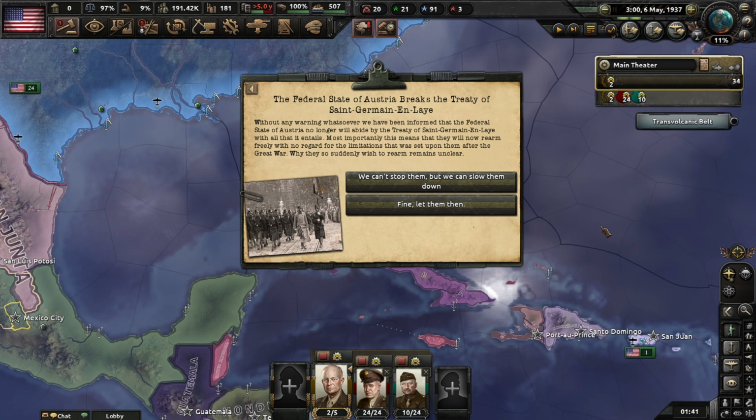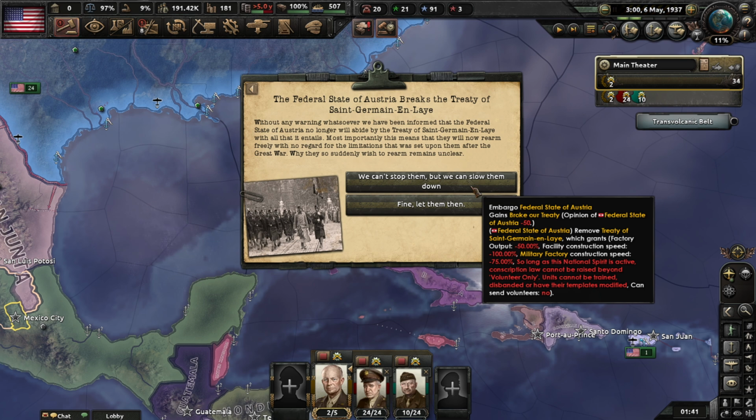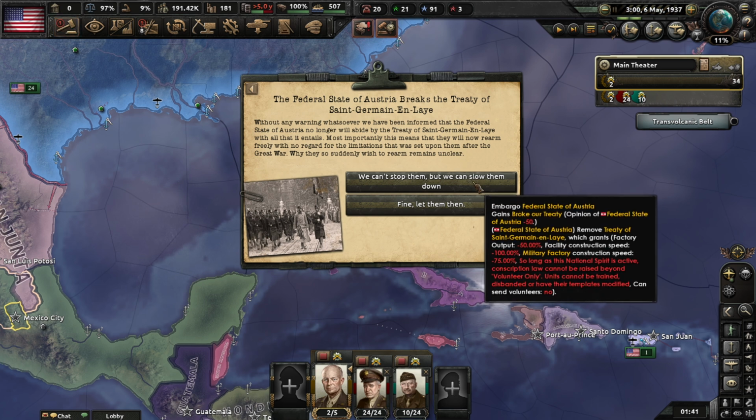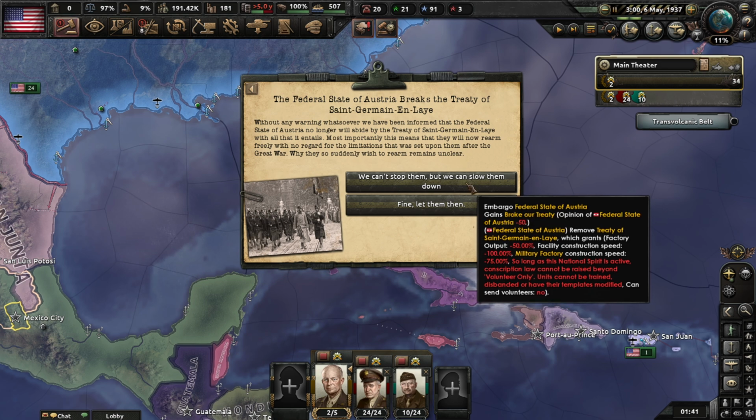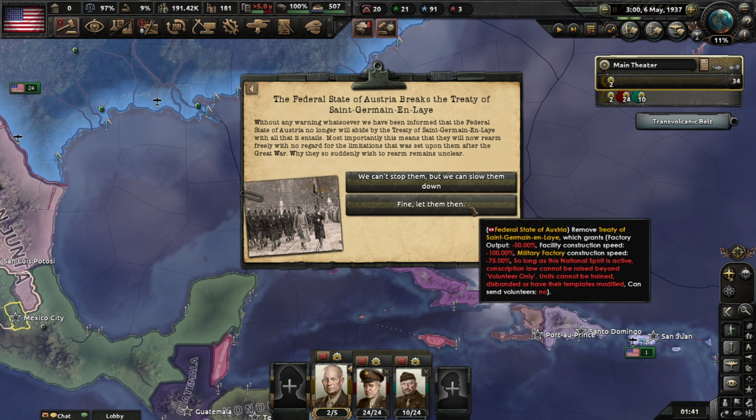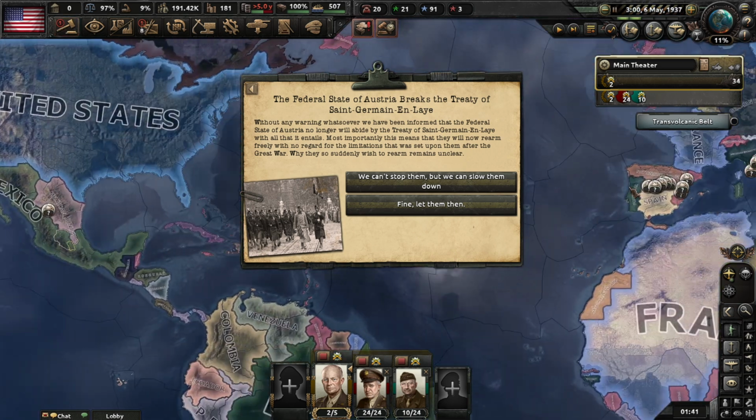Ooh. Austria breaks the Treaty of Saint-Germain-en-Laye. I have a decision. Without any warning whatsoever, we've informed the federal state of Austria will no longer abide by the treaty, with all that entails. Most importantly, this means they will now rearm freely with no regard for limitations that were set upon them after the Great War. We can't stop them, but we can slow them down. These guys keep on going off. Strategic redeployment. Can embargo Austria. Yeah, that's only going to make it easier for the Germans.